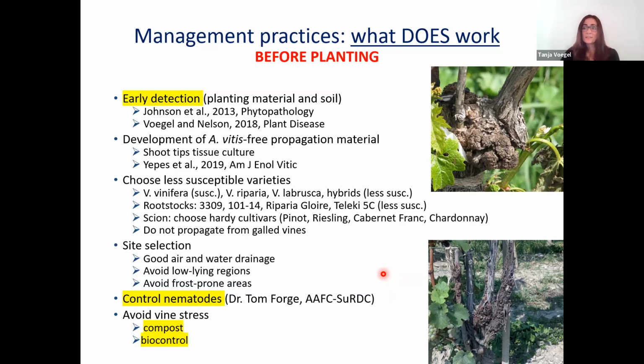So site selection is something that's really important. And you have to make sure that there's good air and water drainage and avoid any low-lying regions and avoid anything that can cause frost injuries, so any areas that are prone to that. Nematodes play a big role in Vitis too, and we have done a project together with Dr. Tom Forge. Nematodes feed on grapevine or parasitize grapevine roots, and those wounds can then serve as entry points of the bacteria. In general, it would be a good idea to avoid vine stress, and there are different things that can be done. For example, compost can be applied, and there are also biocontrol agents that we are evaluating.